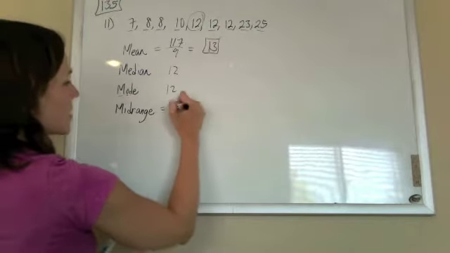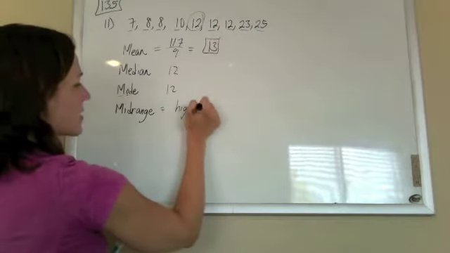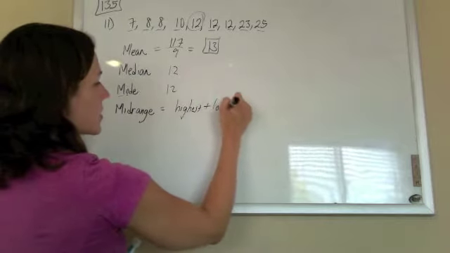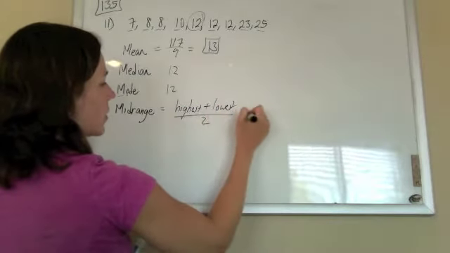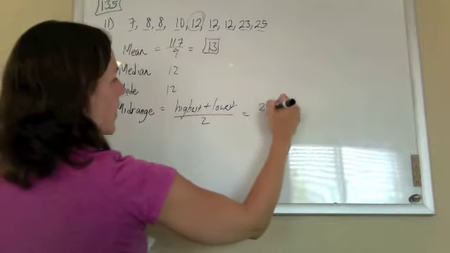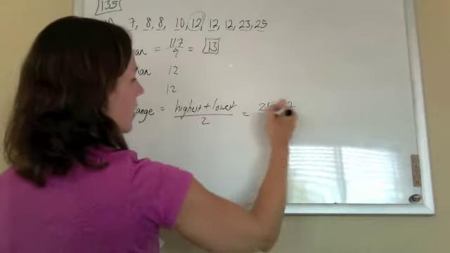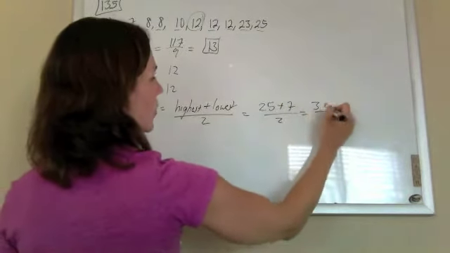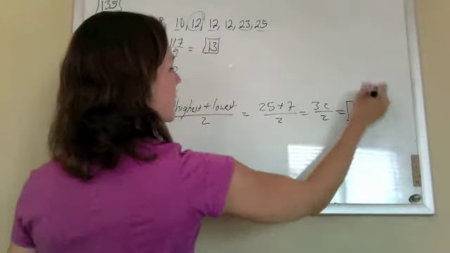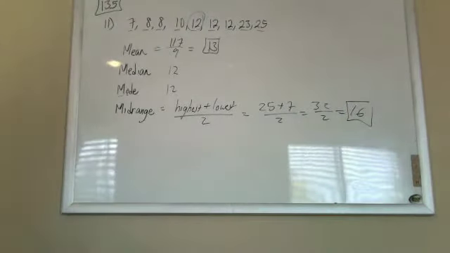And the mid-range is the highest plus the lowest divided by 2. So the highest is 25, the lowest is 7. Divide that by 2, and we get 16. And that's that.